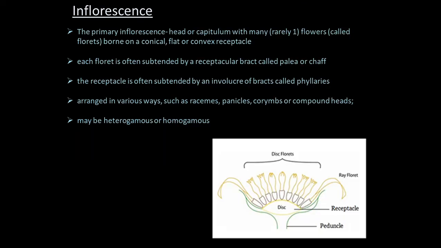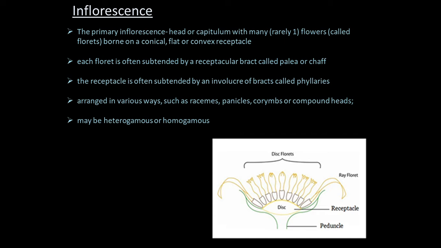Next is about its inflorescence characters. The primary inflorescence is a head or capitulum with many flowers or florets borne on a conical, flat, or convex receptacle. Each floret is often subtended by a receptacular bract called palea or chaff. The receptacle is often subtended by an involucral bract called phyllaries. The capitula may be arranged in various ways such as racemes, panicles, corymbs, or compound heads.